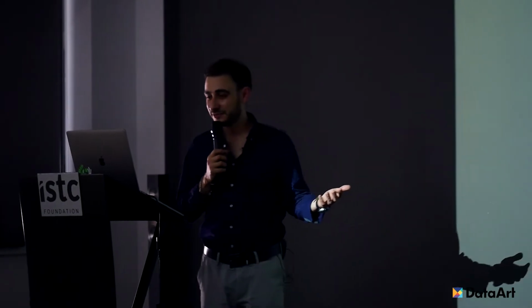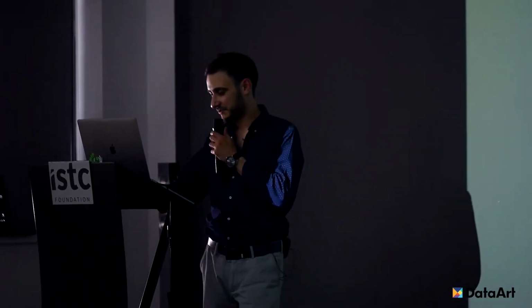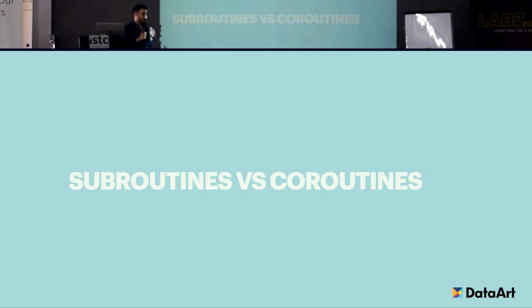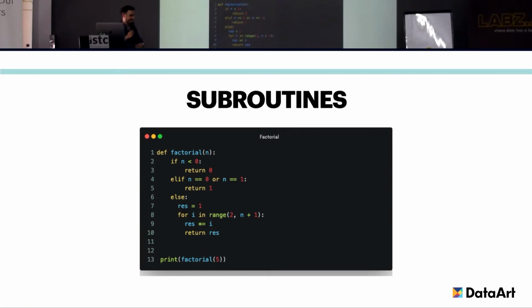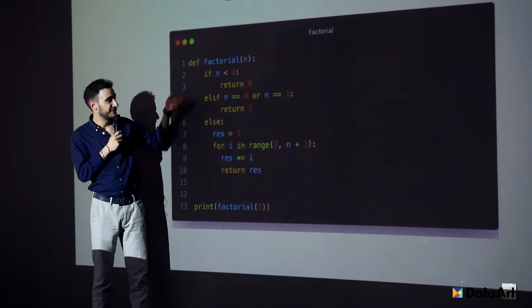So let's see what we can do. Let's see how we can fix the issue with threads. First, let's speak about subroutines and coroutines. I think I have a code example already here, so I don't have to live code now. Let's say we have this ordinary function. You probably wrote this kind of function many times. What this particular one does is it takes just a number, it does some checks, and it returns the factorial.